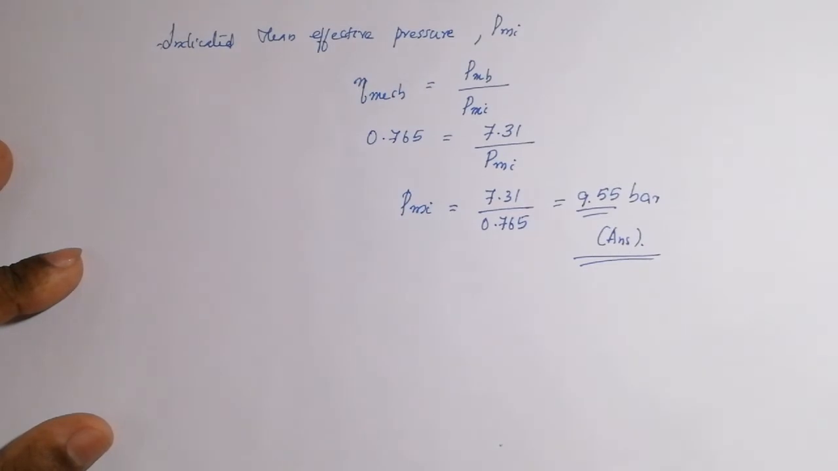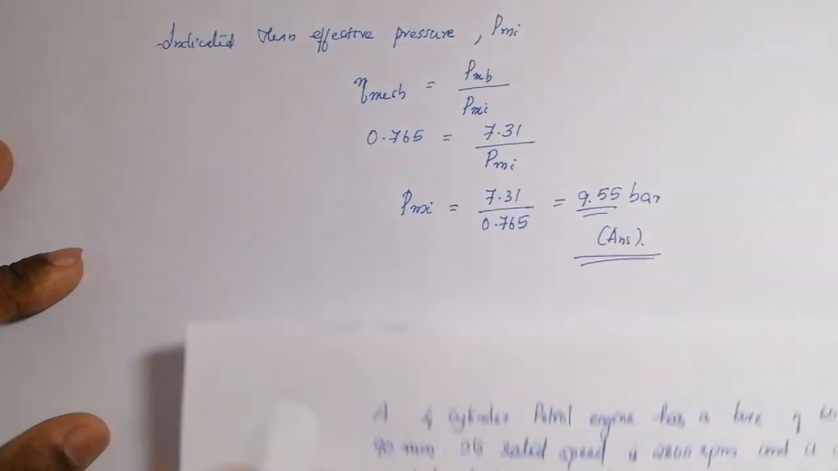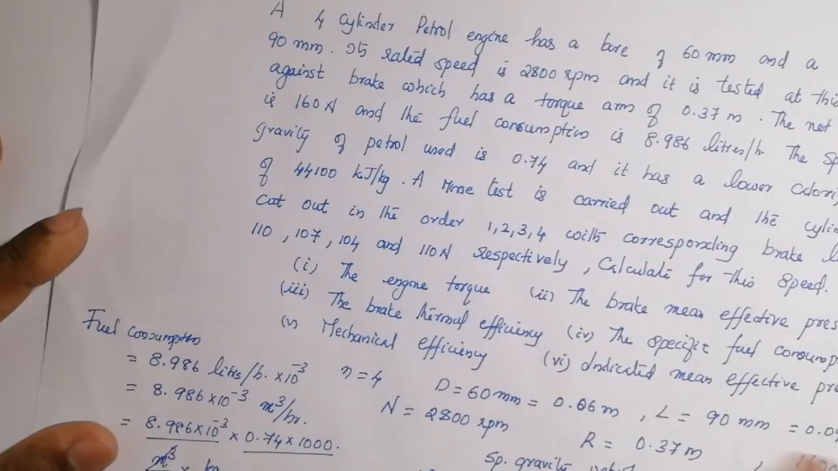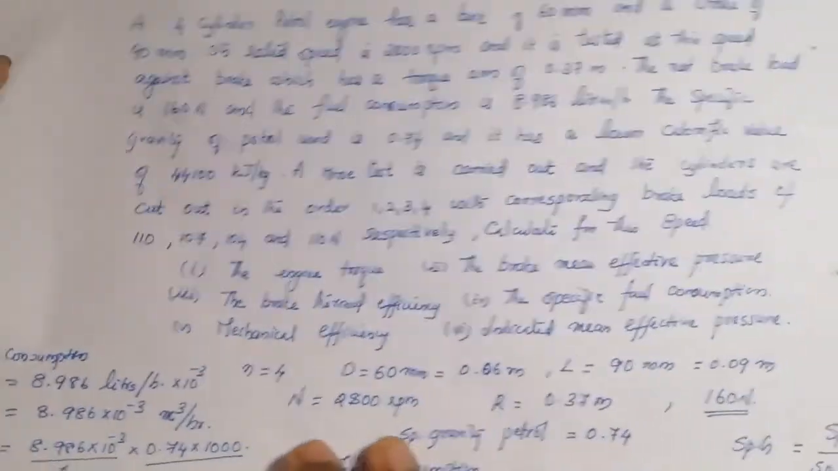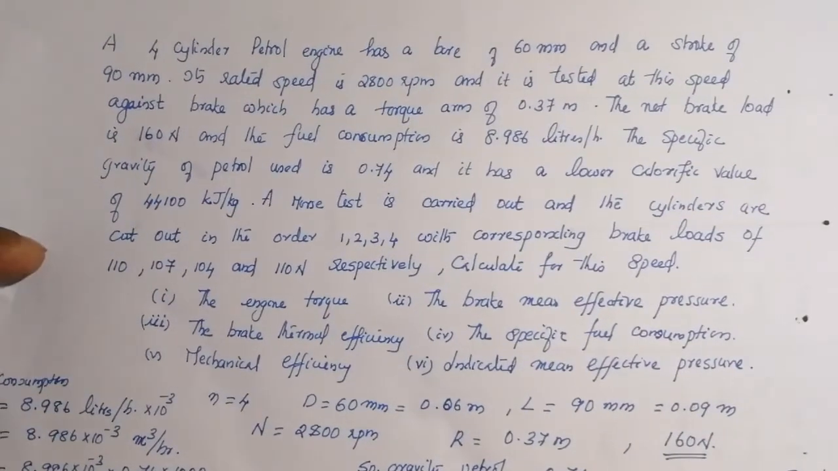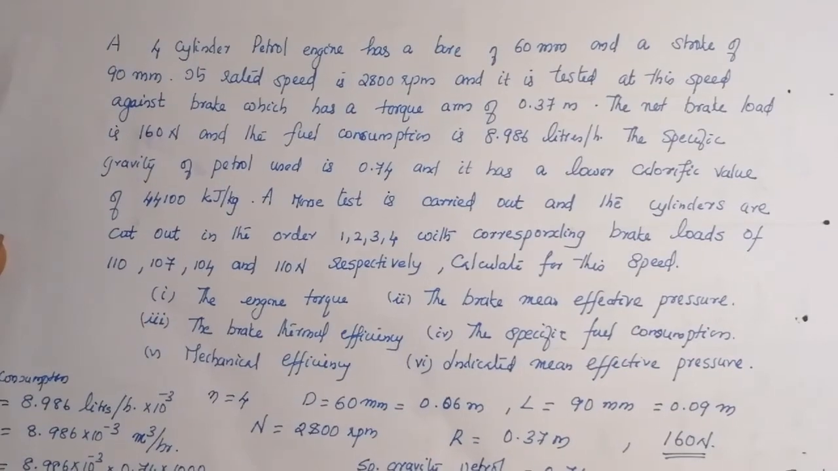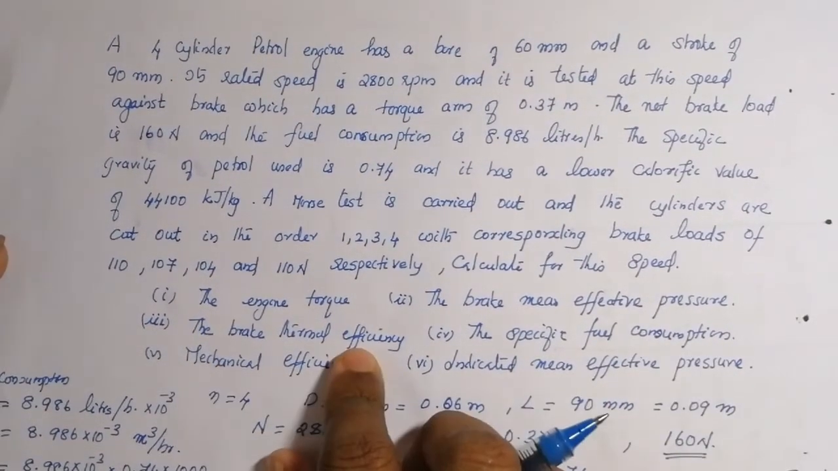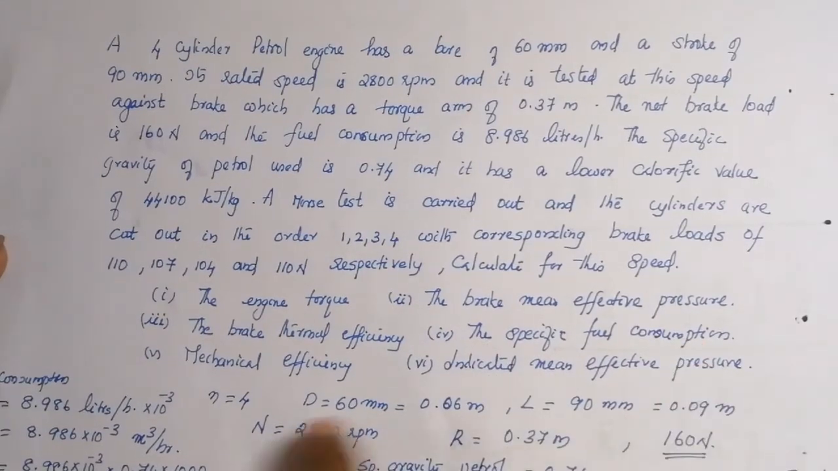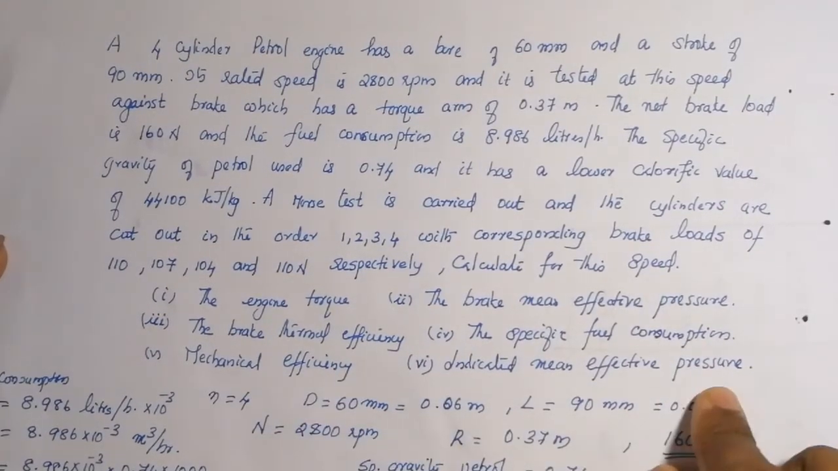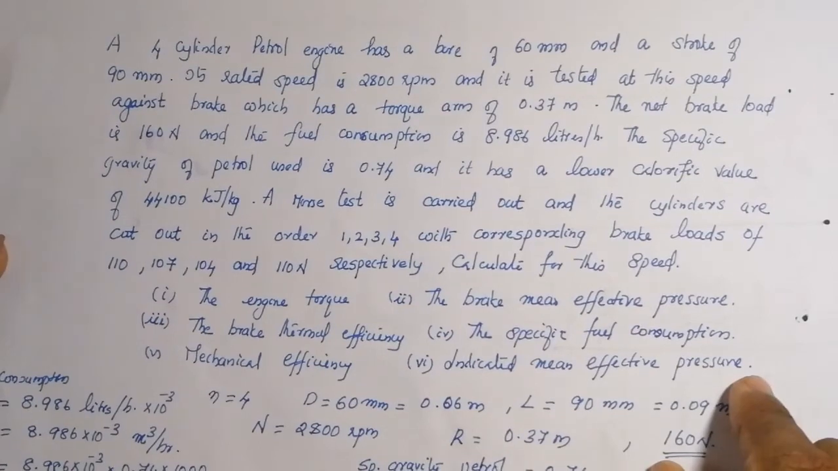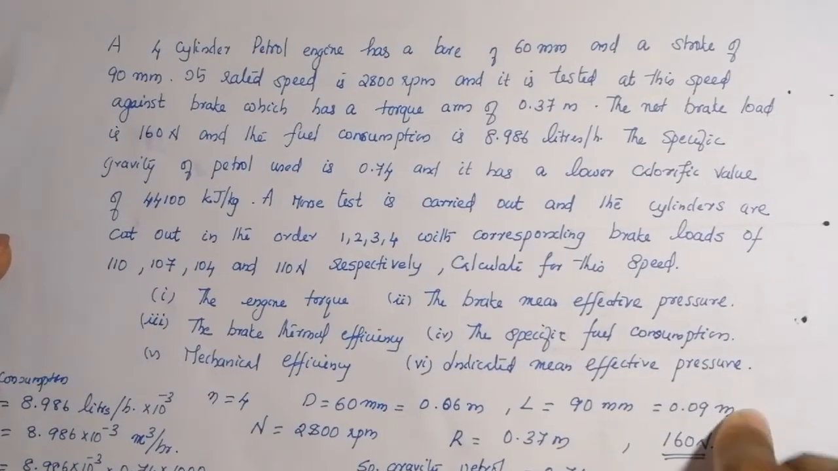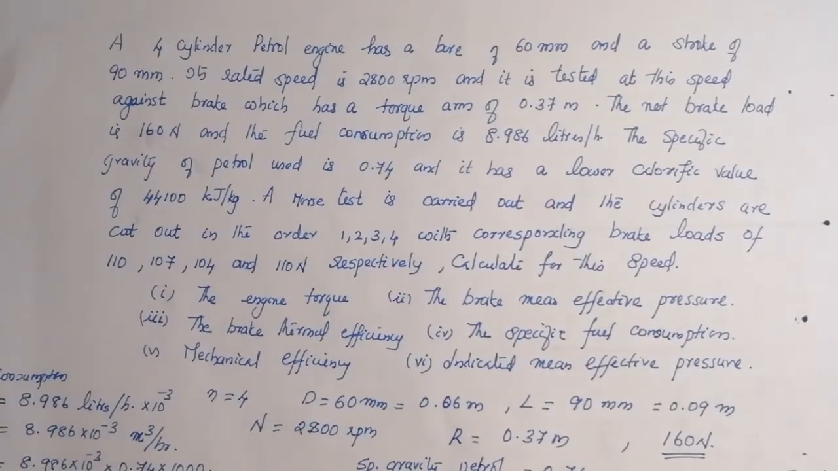Thus, all the things they asked have been calculated. This is the problem solution: find out the engine torque, brake mean effective pressure, brake thermal efficiency, specific fuel consumption, mechanical efficiency, and indicated mean effective pressure. So this is an important question that can be asked in the university examination. Thank you.